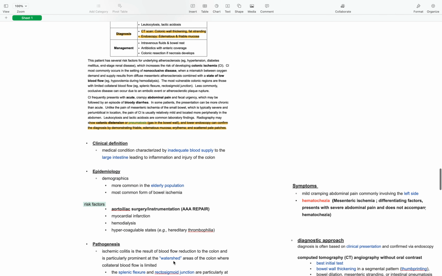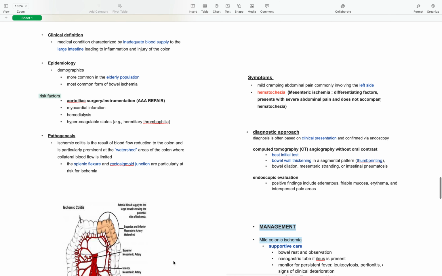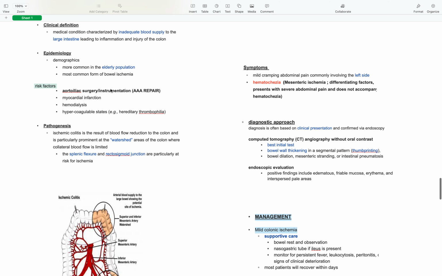Now let's talk about some of the other presentations in colonic ischemia. It's basically due to inadequate blood supply to the large intestine, leading to inflammation and injury of the colon. It's very commonly seen in the elderly population, and the risk factors associated with this would be aortoiliac surgery, instrumentation, especially after abdominal aortic aneurysm repair.